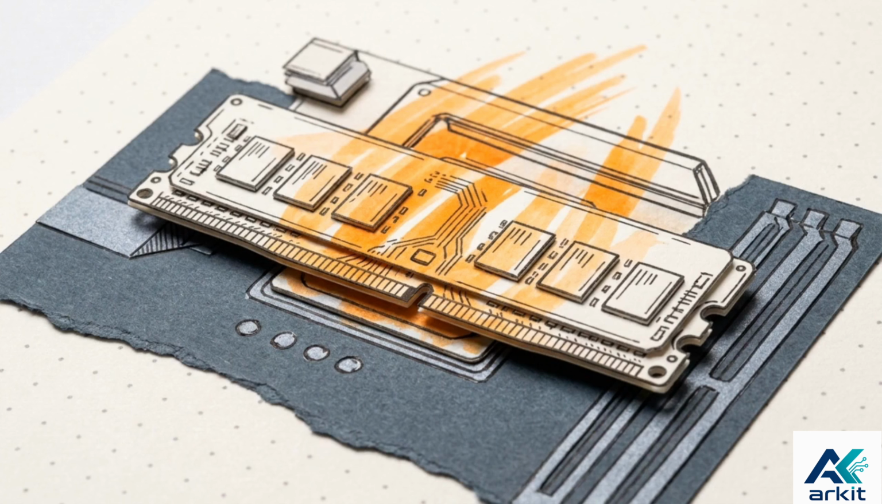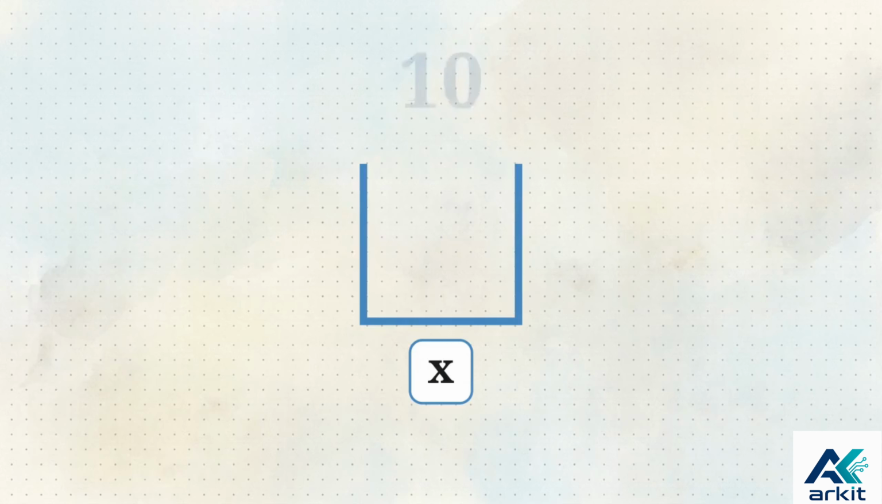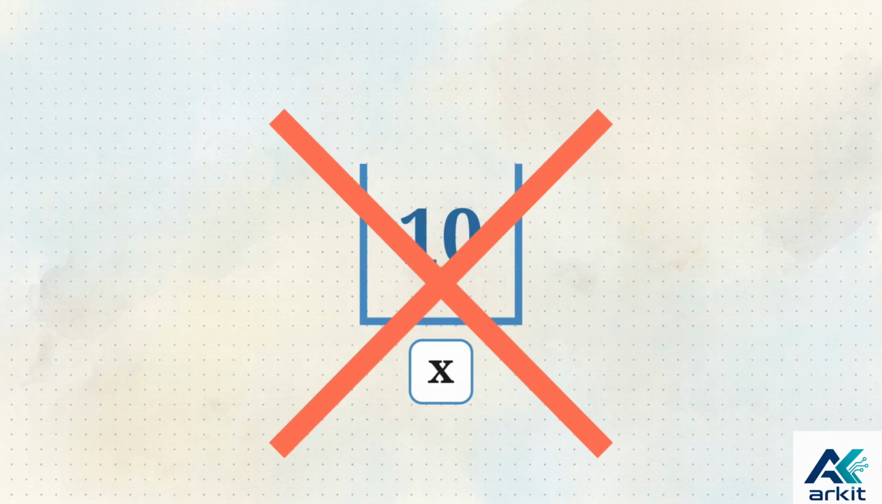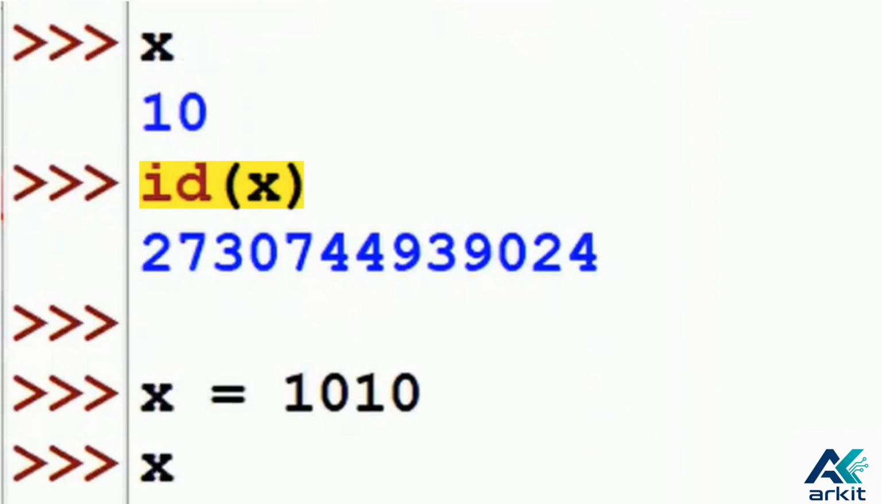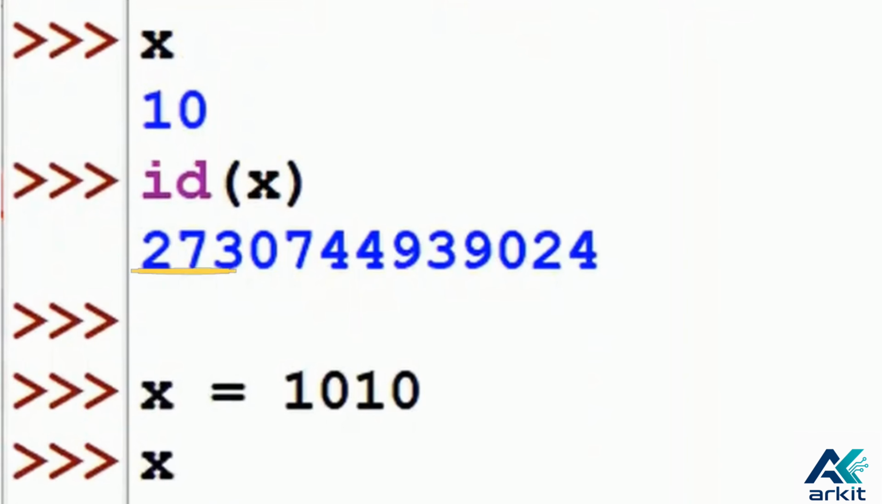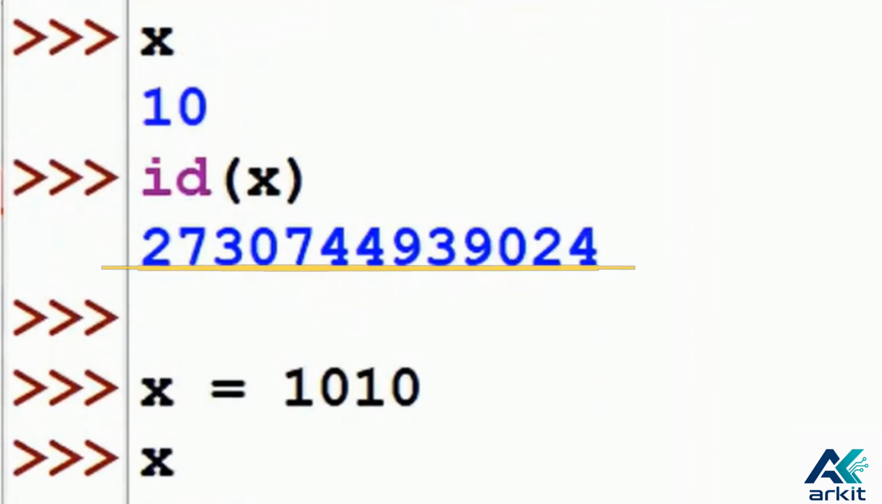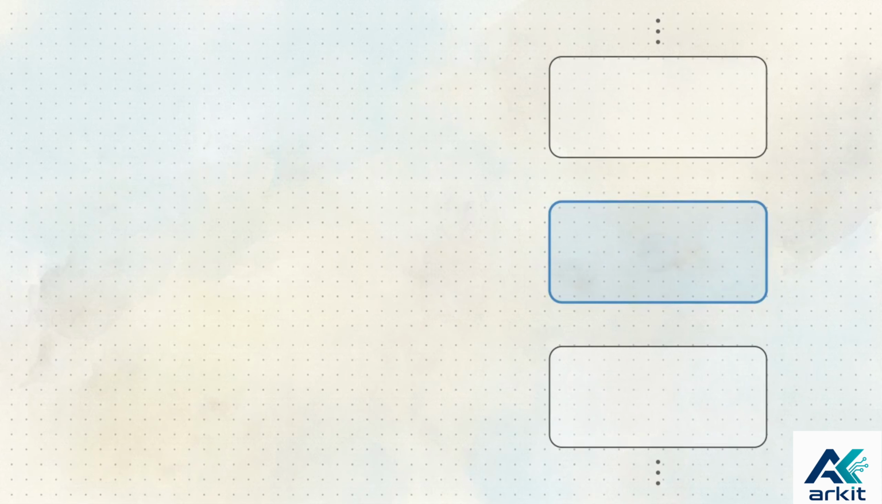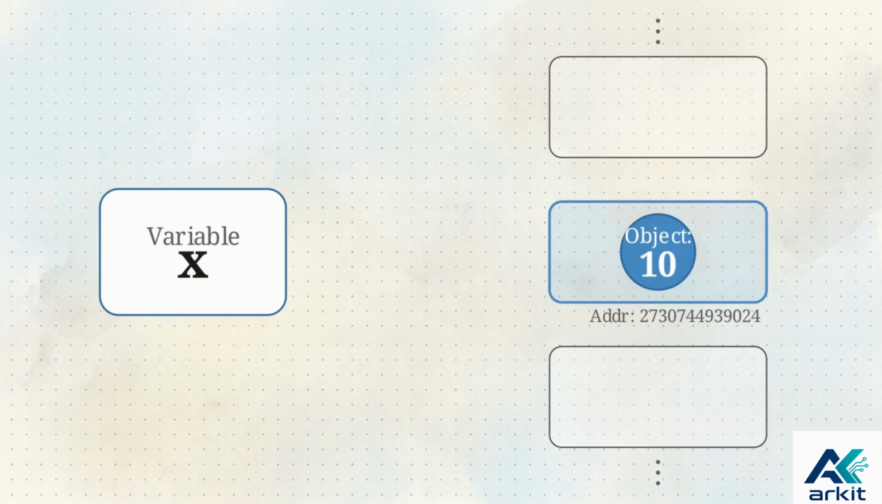It's common to imagine a variable as a labeled box with a number inside it, but in Python, that isn't quite right. If you run the id command on a variable, Python returns a massive string of digits. This is the literal physical address of where that data is living in your computer's memory. In Python, everything is an object. The value 10 is created as its own independent entity that sits in a specific memory cell. The variable x is actually just a pointer, a lightweight signpost telling the system where to find that object.